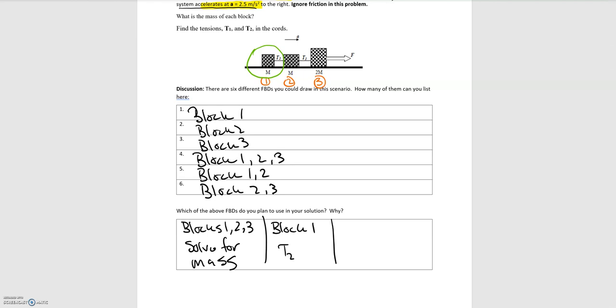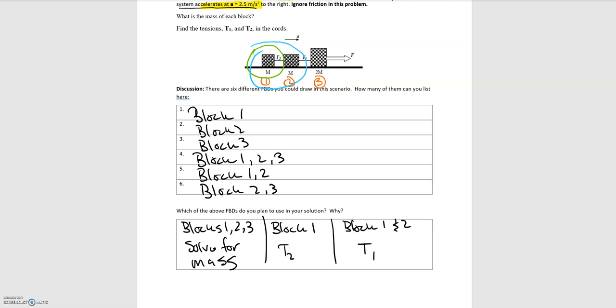And then we need to somehow be able to solve for T1. So we want to choose some sort of system that involves T1. And there we have two options. We can either choose block 1 and 2 together, where we'll have one force, which is the tension force being acted on that system. And that's the one that I'm going to end up using. So that's block 1 and 2. And that's to solve for tension 1.